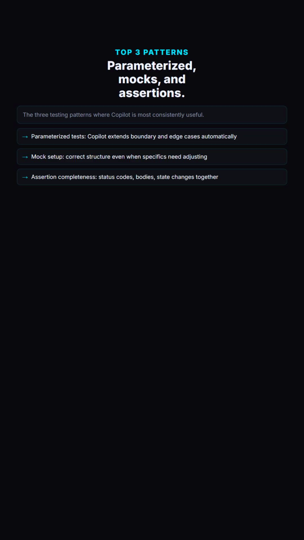The third pattern is assertion completeness. After you write the action step in a test, Copilot will often suggest a fuller set of assertions than you would write from memory. It knows to check status codes, response bodies, state changes, and side effects together. The pattern recognition is genuinely useful here.